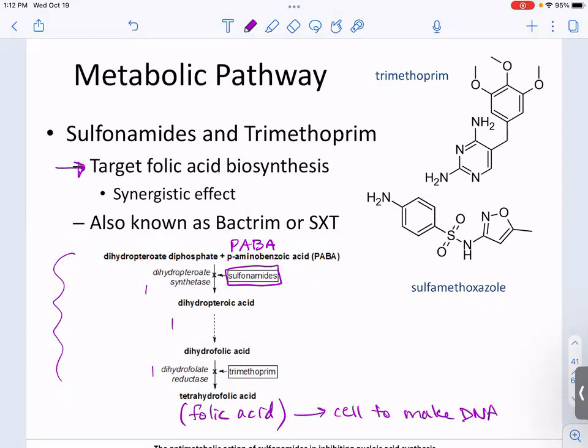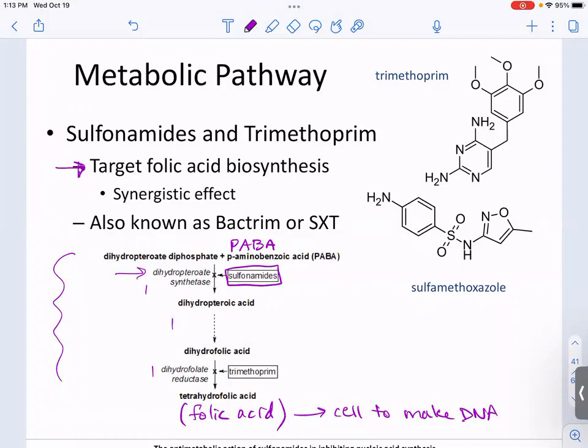Apparently, folic acid plays a big role in stabilizing the DNA. It has a role in how and when it gets methylated. Folic acid is also an important cofactor for some of the enzymes involved in DNA synthesis. So it plays a really big role there. Okay, so the sulfa drugs inhibit this enzyme, the first one in that pathway.